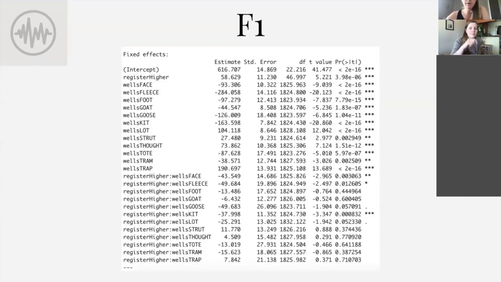This is the output for a mixed effects model in which I inputted the vowel class, called Wells classes. So goose, for example, is oo, fleece is e, and then the register difference. Going from lower to higher, the model estimates a 58 hertz jump. It's pretty interesting, especially in terms of F1, because of how low the frequencies are. We can talk about the mean values later.